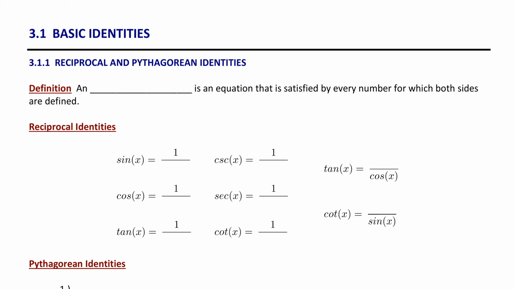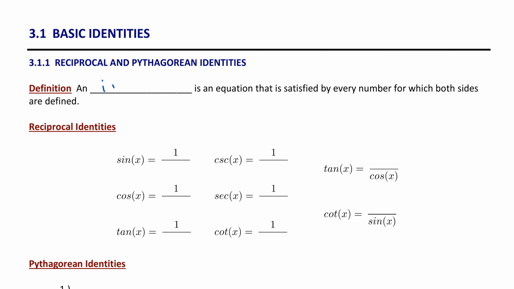In section 3.1, we begin a new chapter where we will study the intricate relationships between the 6 basic trigonometric functions. We'll do this by studying basic identities. In section 3.1.1, we will examine the reciprocal and Pythagorean identities. At this point, you may be wondering, what is an identity? So let's look at the definition.